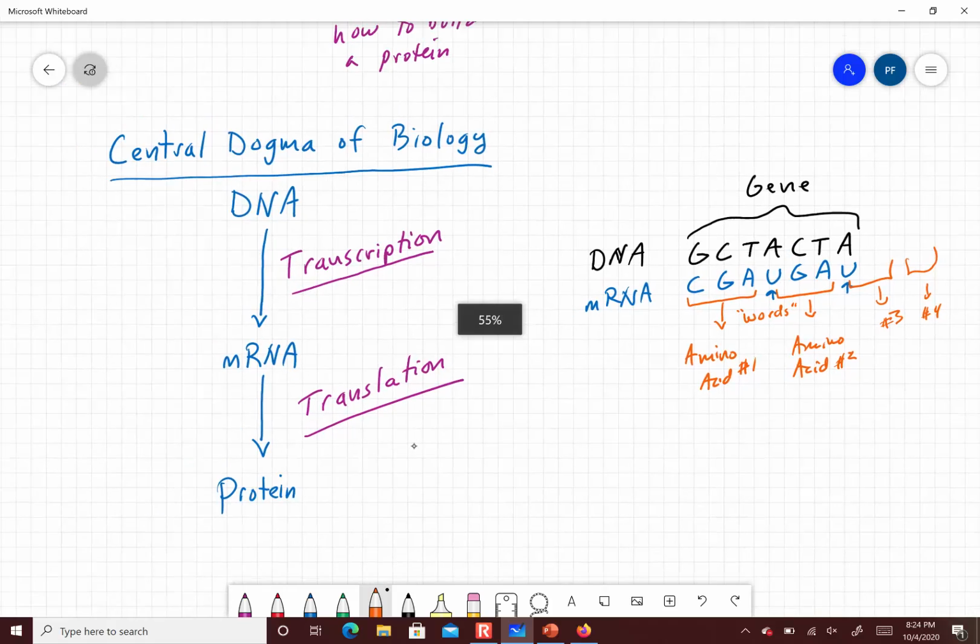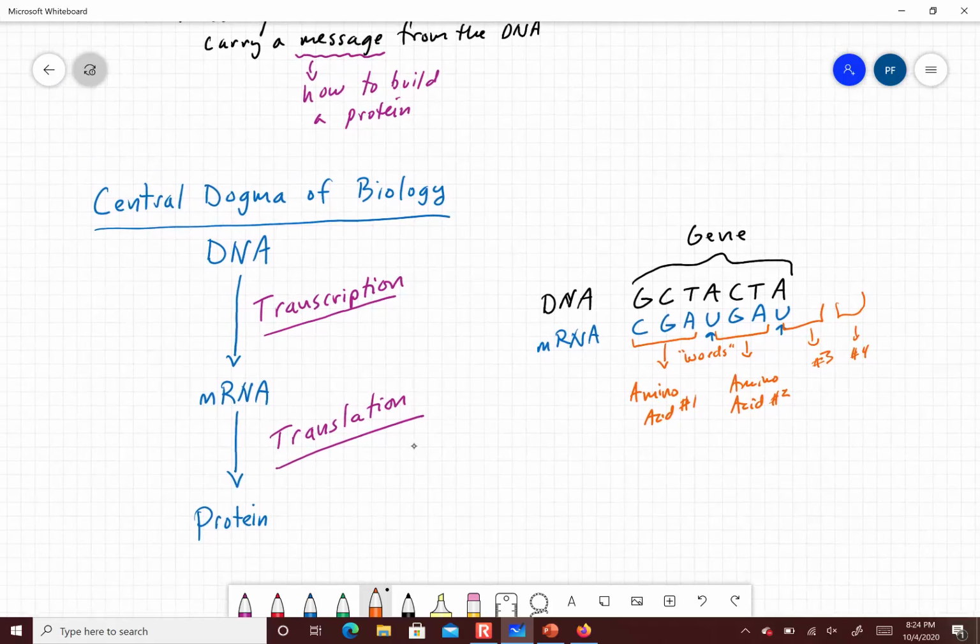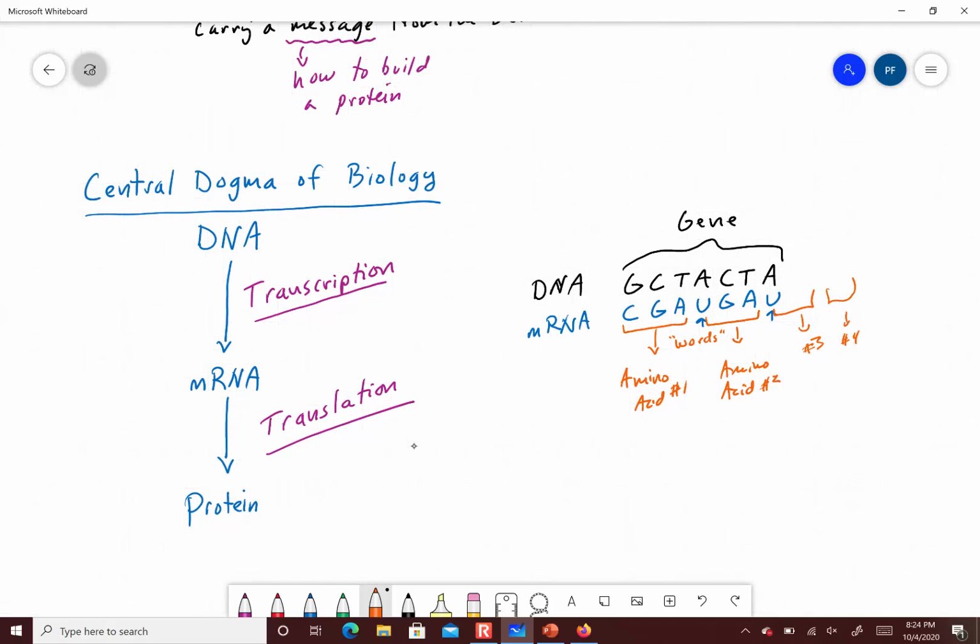So that's what we're doing when we're using DNA. DNA has the instructions on how to build the polypeptide or how to build the protein, and we go from DNA to mRNA, and then we use that to build the actual protein. That's the central dogma.